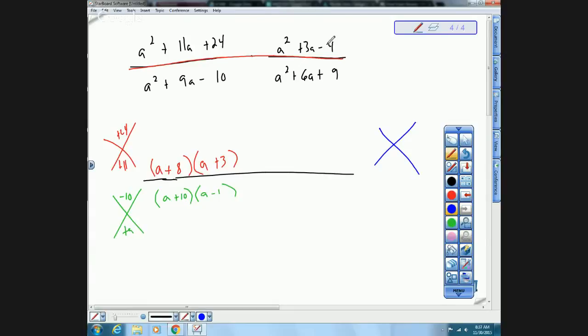Upper right-hand corner now, so what multiplies to be negative 4 and adds up to be 3? Say positive 4, negative 1, right? So A minus 1 and A plus 4. And then the last one multiplies to be 9 and adds up to be 6. 3 and 3, right?